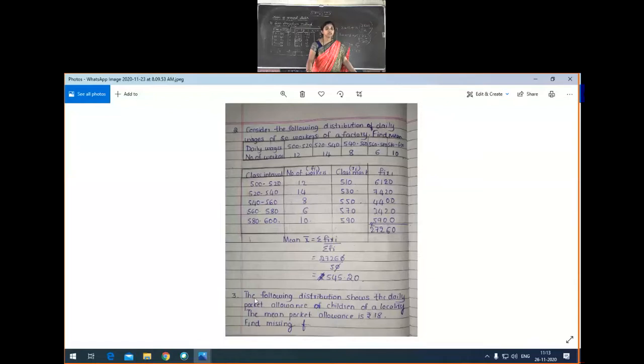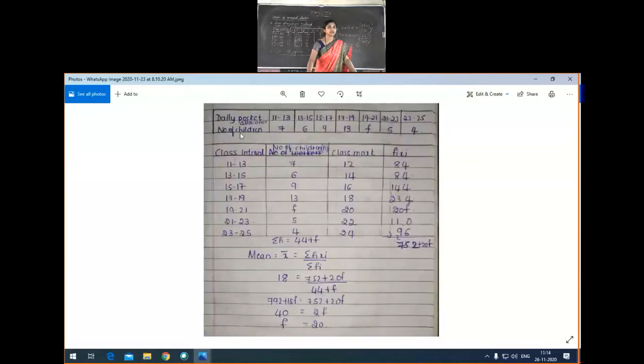Now, the third question. The following distribution shows the daily pocket allowance of children of a locality. The mean pocket allowance is 18. Find the missing f. This is a different type of problem. Here the mean is already given, 18, and one frequency is missing. You have to find it using the same topic. Here the class interval and number of children are given, and the frequency for 19 to 21 is missing. The class intervals are 11 to 13, 13 to 15, 15 to 17, and so on. Number of children: 7, 6, 9, 13, f, 5, 4.